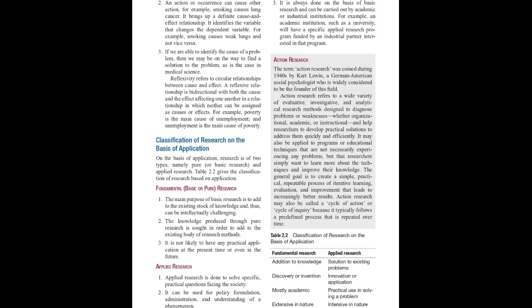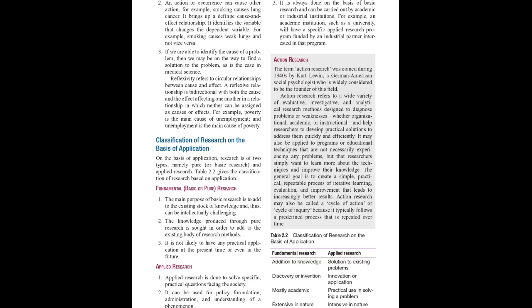Classification of research on the basis of application. On the basis of application, research is of two types, namely pure or basic research and applied research. Pure research. 1. The main purpose of basic research is to add to the existing stock of knowledge and, thus, can be intellectually challenging. 2. The knowledge produced through pure research is sought in order to add to the existing body of research methods. 3. It is not likely to have any practical application at the present time or even in the future.